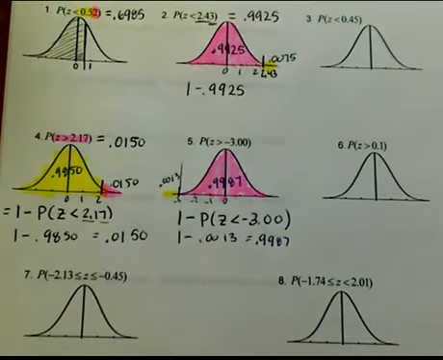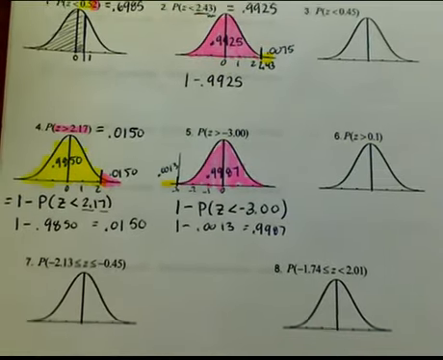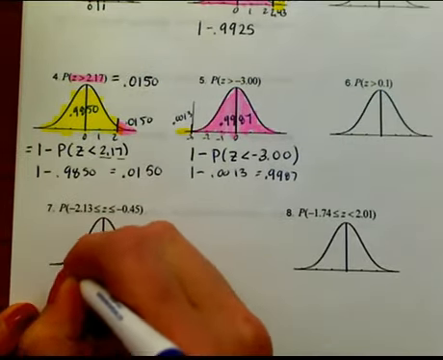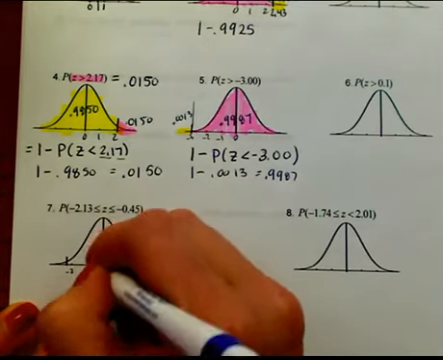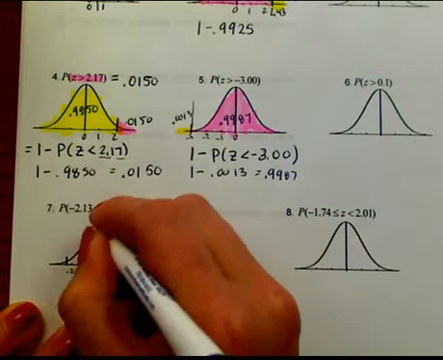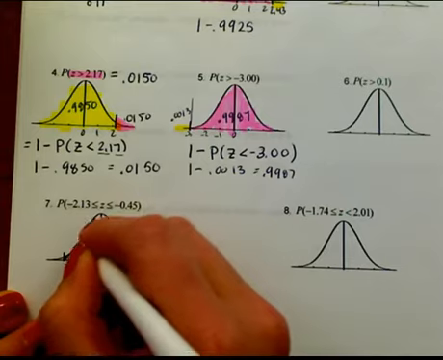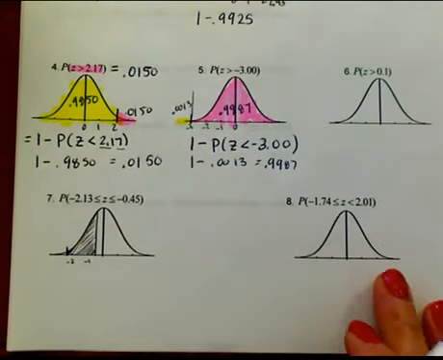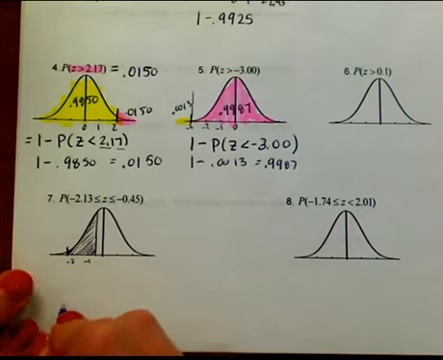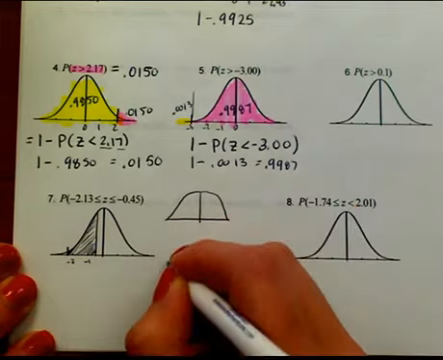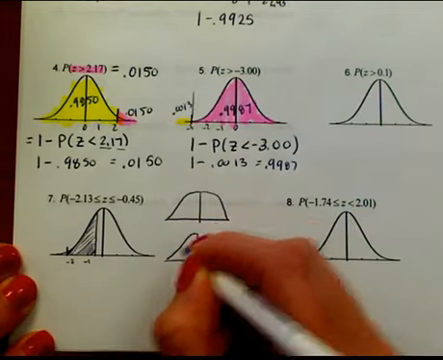All right, let's try number 7, and then you can try the remaining 3 questions. Okay, -2.13 and -0.45. Oh, so I'm looking for between. Okay, so between. I'm going to redraw this into a separate picture here. Curves are a little tricky to draw.